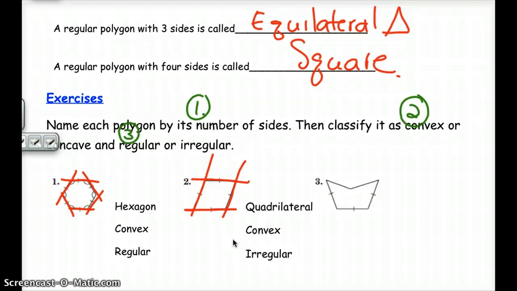In number 3, we need to decide the number of sides, and we have 5 sides, so that would be pentagon. And then classify it as convex or concave. I can see that that's caving in. I want to do my line trick. See how the line's going inside? So that's concave. And I don't have equal sides, so it's irregular.